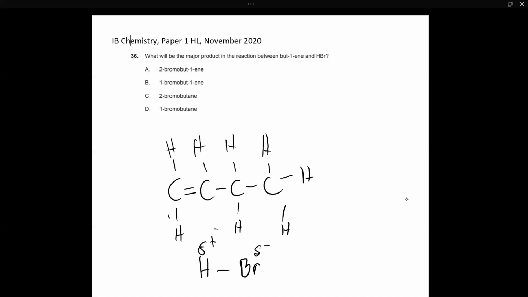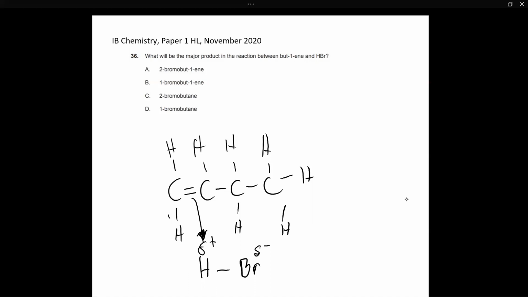Now, this hydrogen over here is attracted to this double bond because this double bond is a region of high electron density. That means there is a negative charge in this region of high electron density because electrons provide negative charges. So this hydrogen with a slight positive charge is attracted to this region. It calls it out. So this is going to attract this hydrogen.